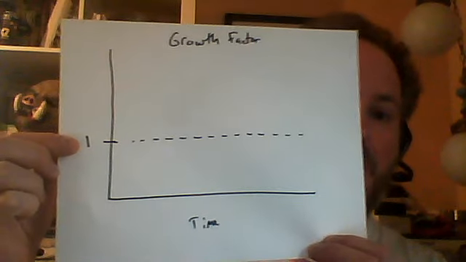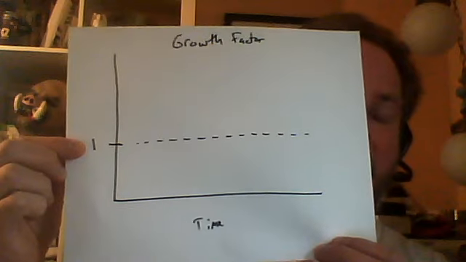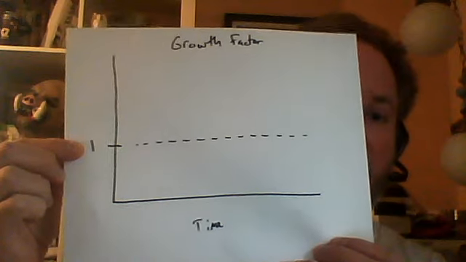A growth factor of one for death rate would mean that the death rate every day is stable. It's still bad. It means the same number of people died today as yesterday. That's what a growth rate of one would mean. A growth rate greater than one means that more people are dying, and more people died today than yesterday. And a growth rate of less than one would mean that fewer people died.